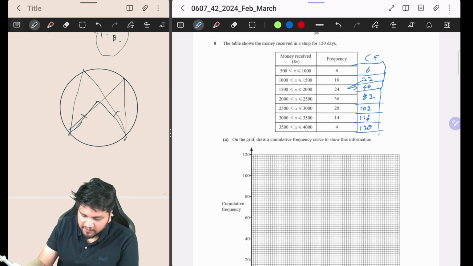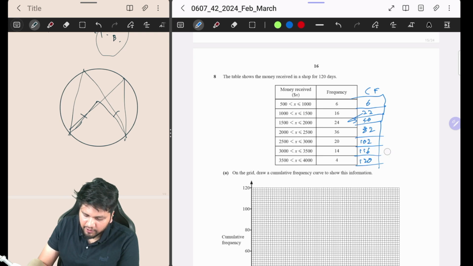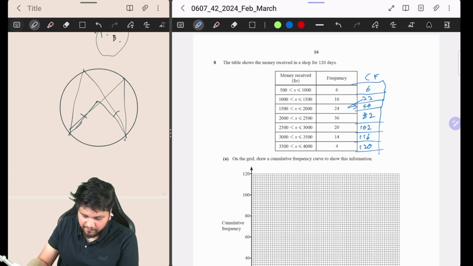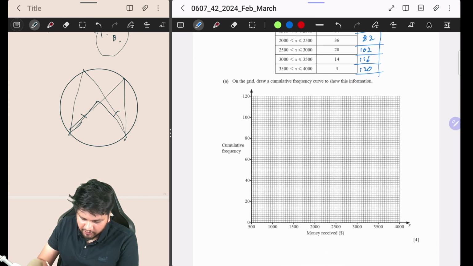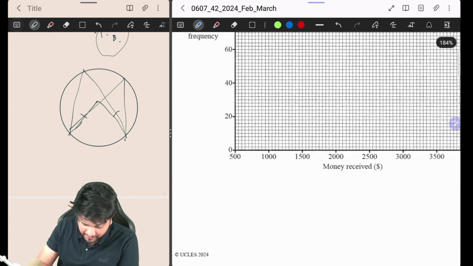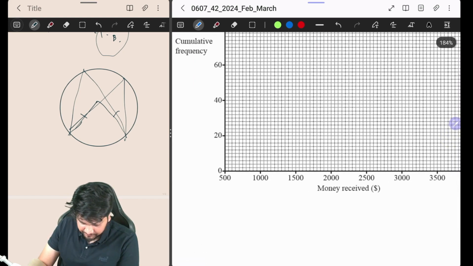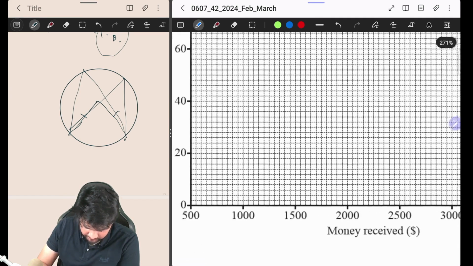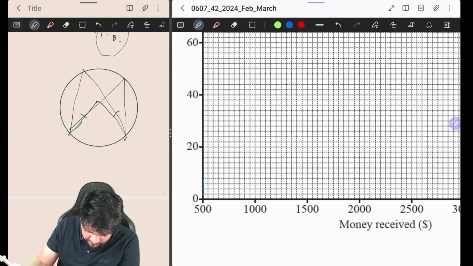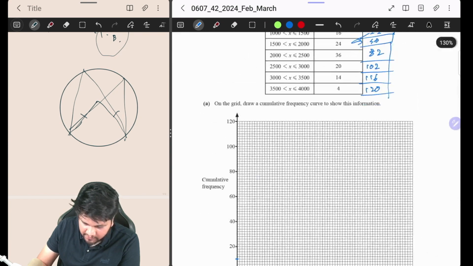Now remember, this 116 means below 3500 there are 116 people. Generally I'm just relating it to people. Now below 1000 there are 6. Now you'll have to draw it accurately, and this is going to be a task. There are 10 divisions, so this is going to be 10. Till 1000 there are 6.